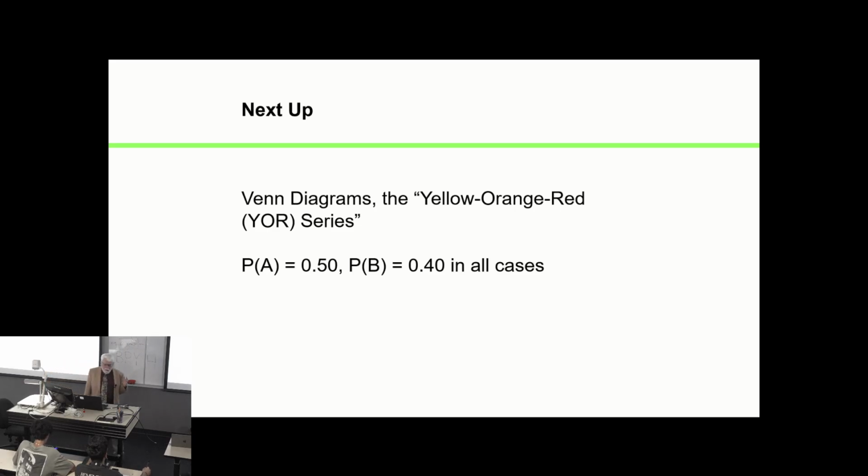So what I'm going to do is run through what I call the yellow, orange, red series of Venn diagrams. We're going to start off with two initial probabilities, P of A and P of B. P of A being 0.5, P of B being 0.4. And we're going to hold those in all cases here.